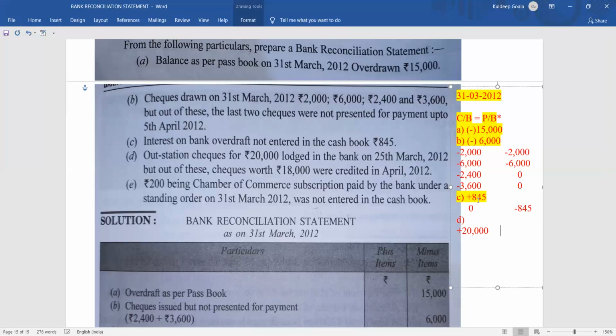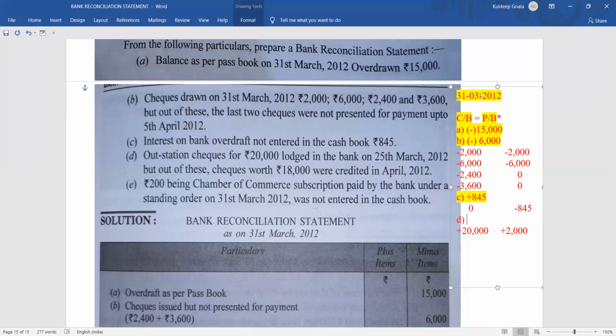Okay, but what has happened in the passbook? Just see. Out of this, checks worth 18,000 were credited in April. Okay, 18,000 rupees came in April. So what is our deadline? 31st March. So till March, 18,000 did not come. You have to understand that till March 18,000 did not come. So how much came? Only 2,000 rupees came. Because 18,000 came in April, that means only 2,000 rupees have come till now. Okay, it's obvious that 2,000 has come till now.